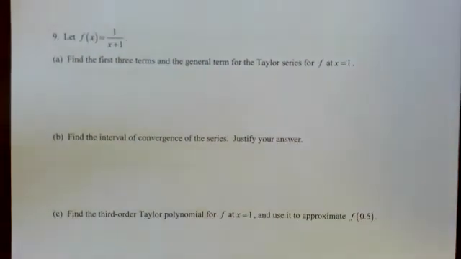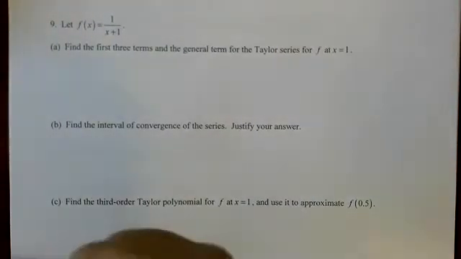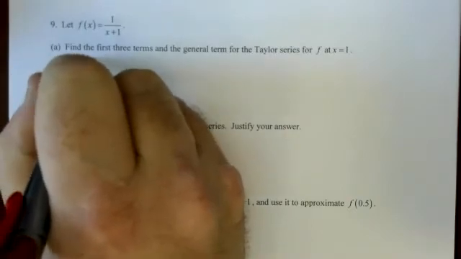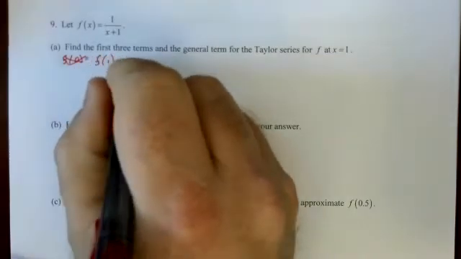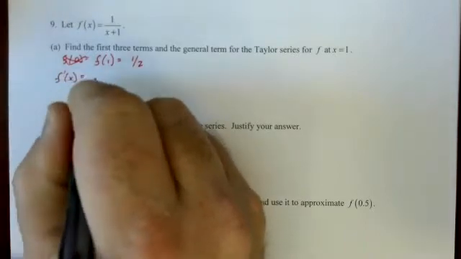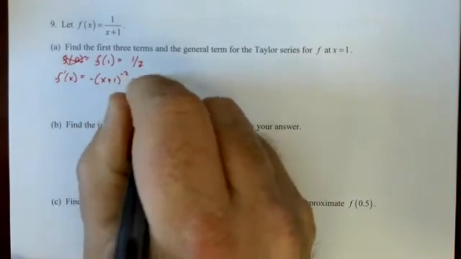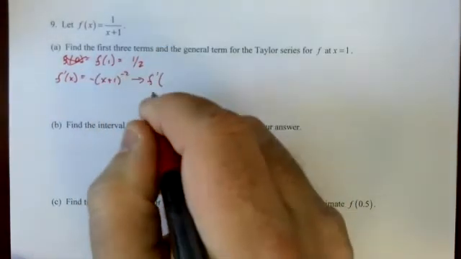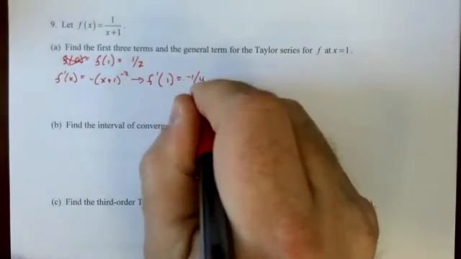Let f of x equals 1 over x plus 1. Find the first three terms and the general term for the Taylor series. f of 1 equals 1/2. f prime of x equals negative (x plus 1) to the negative second. f prime of 1 equals negative 1/4.